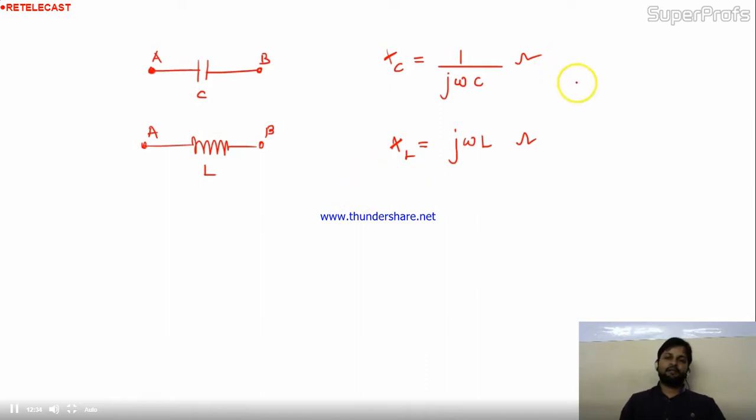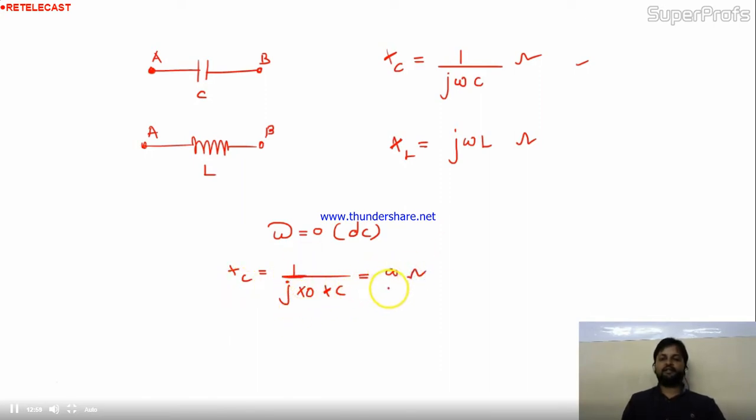Okay. Now if you observe this carefully, if you are having omega equal to 0, omega equal to 0 means frequency 0. For which current do we have 0 frequency? It's a DC current. So for the DC current, Xc will be 1 by j into 0 into C. Whatever the value of C, the overall value of Xc will be infinity. Infinity means open circuit. So can I say for the DC current, the capacitor acts like an open circuit?